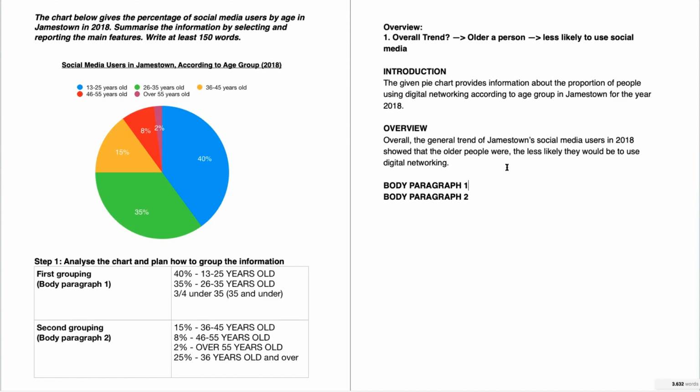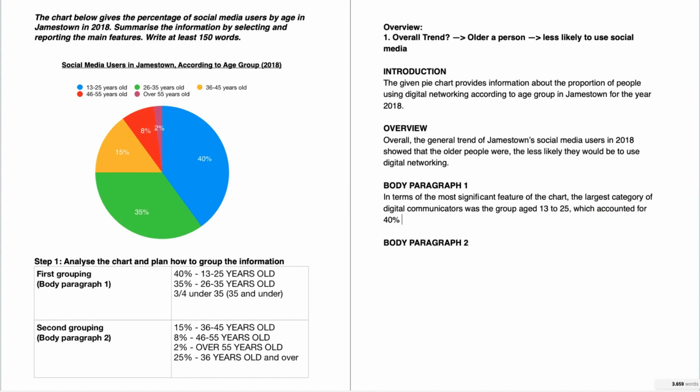We've talked about the main trend. And now it's time to go to our body paragraph 1, and we're going to focus on our first grouping. So this was the 40% and the 35%. And it is quite significant. So I am going to start by saying, in terms of the most significant feature of the chart, the largest category of digital communicators was the group aged 13 to 25, which accounted for 40% of the total users.